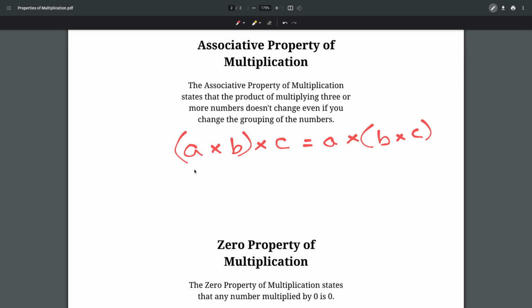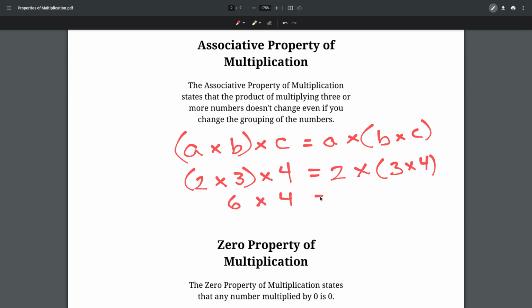So let's do the group of 2 times 3, times 4. Does that equal 2 times the group of 3 times 4? So we're going to do what's in parentheses first, following order of operations. So on this side we'll have 6 times 4. That's going to equal, on this side, 2 times 12. Let's check. Well, 6 times 4 is 24. And 2 times 12 is also 24, so yep, it works out.